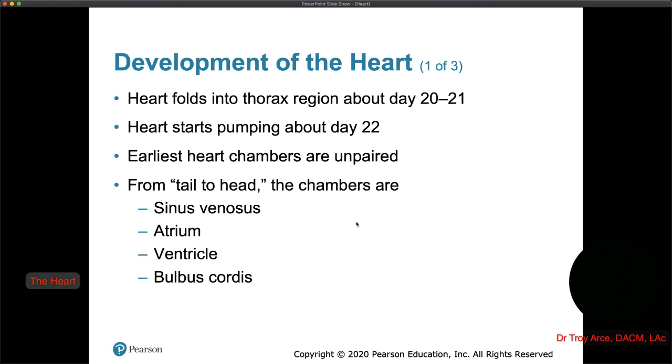So they develop their septums, their atrial septums and their ventricular AV septums. And from tail to head, the chambers are the sinus venosus, the atrium, the ventricle, and the bulbus cordis. These are all embryological items that either dissipate or form into other adult tissues.